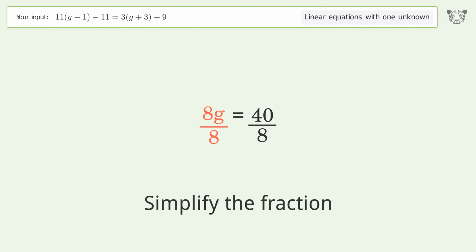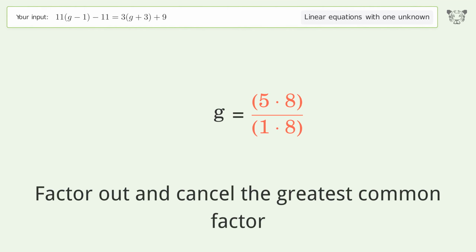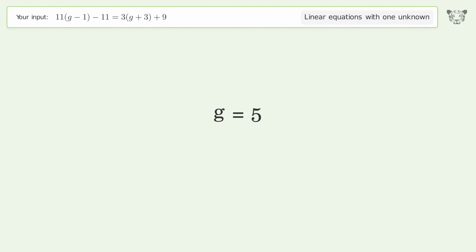Simplify the fraction. Find the greatest common factor of the numerator and denominator. Factor out and cancel the greatest common factor. And so the final result is g=5.